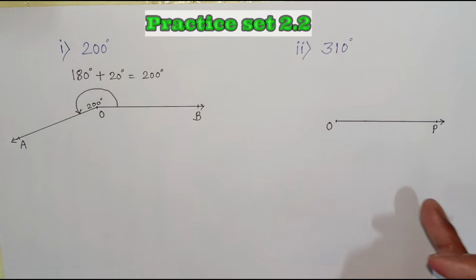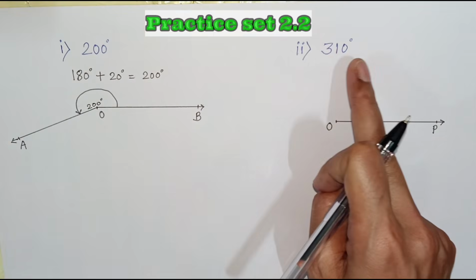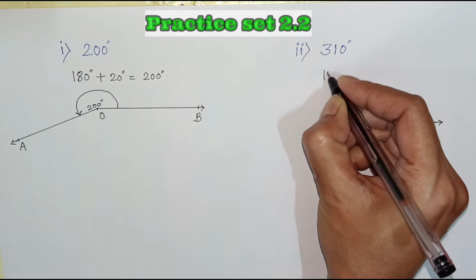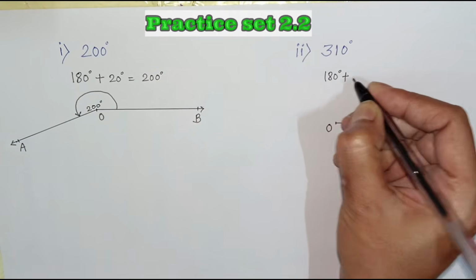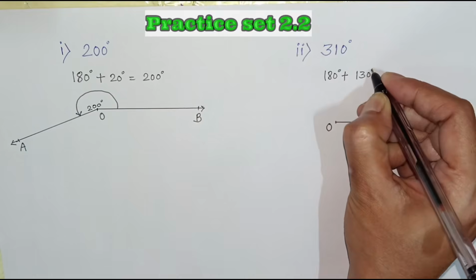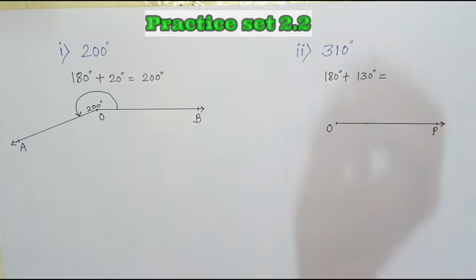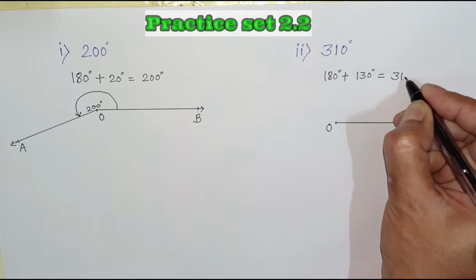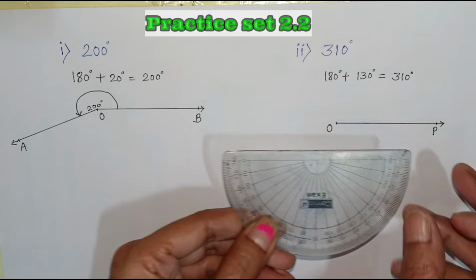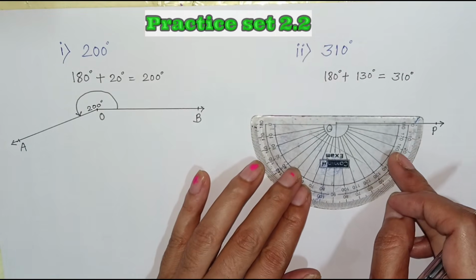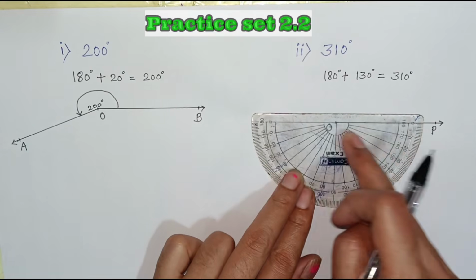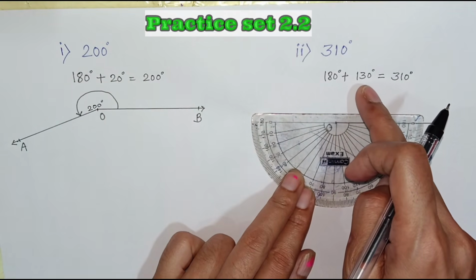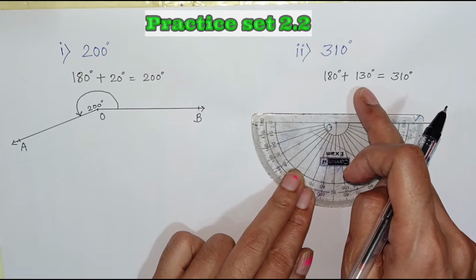This is our ray OP. 310 degree. That means it is 180 degree plus 130 degree. 180 plus 130 equals 310 degree. I will keep the center of protractor on point O. Now see, this is 180 degree. An additional 130 degree will have to be drawn.